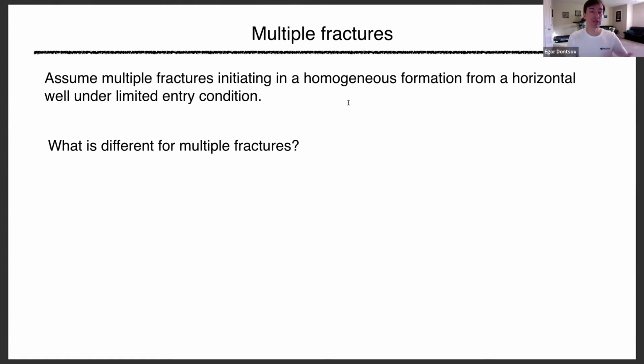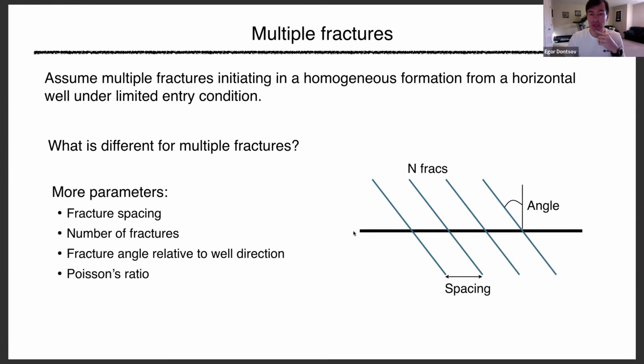And so the question: what is different from a mathematics point of view? Previously I showed you a little bit of the analysis for a single radial fracture. Now, what do we add if we add multiple fractures? How many parameters do we add? And here is a little sketch for you. It's a horizontal well with multiple fractures initiating, and let's look at the parameters which we are adding. Fracture spacing, how close the fractures are along the well, the number of fractures, and fracture angle relative to the well direction. In most cases, fractures are orthogonal, but they could be at an angle.